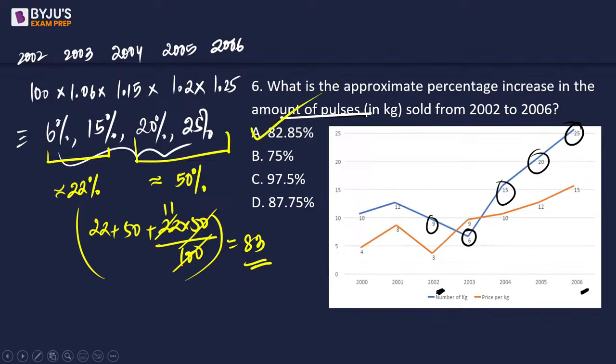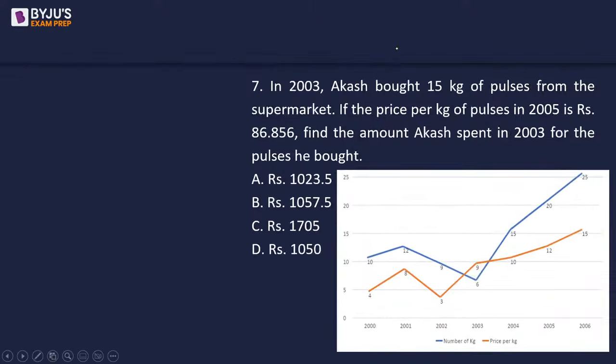Obviously this is helpful when you apply the formula A plus B plus AB upon 100. It's going to be quick, right? Okay, let's look at the next question.